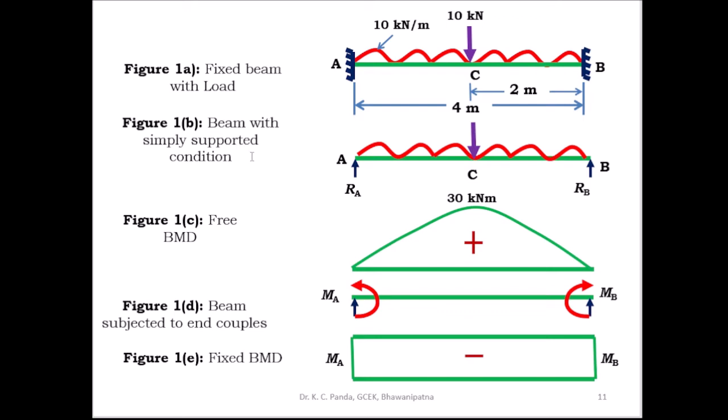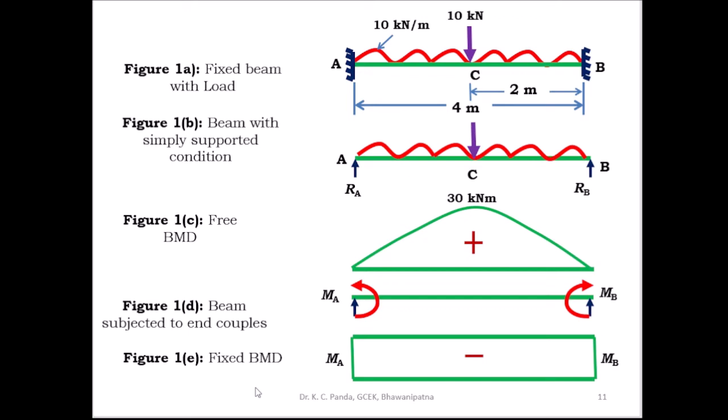First you take the beam with simply supported condition. You take only the load and find the reactions. Then you find the moment at different points and draw the free bending moment diagram. Then you take the end couples. You don't know the end couples, the end moments MA and MB, so you have to find them. Here you find MA and MB directly by using the formula.